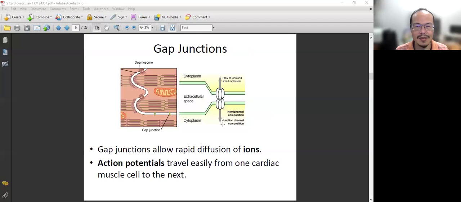So it has this gap junction, and the action potential can travel easily from one cell to the next cell. The consequence is that the entire chamber, not the entire heart, because there are some septums, some fiber to separate each chamber, but the entire chamber will get excited all together. And so they can synchronize their contraction. Yeah, so that's one thing.